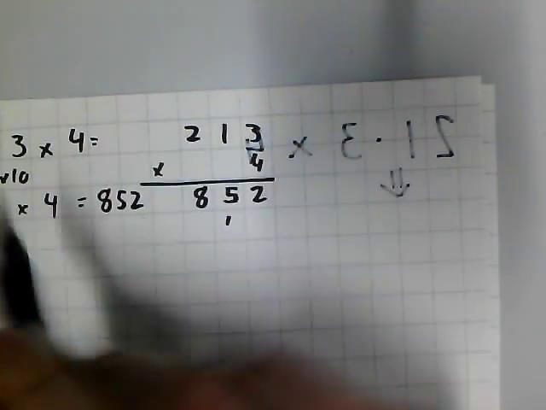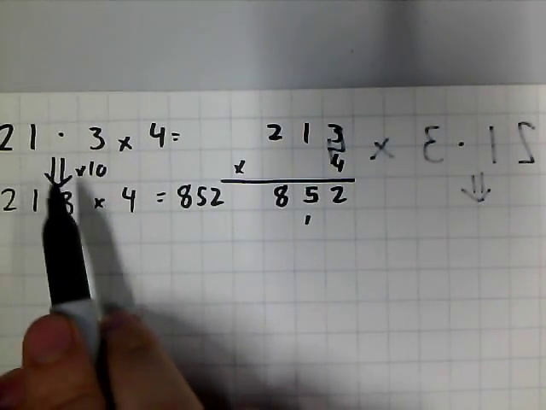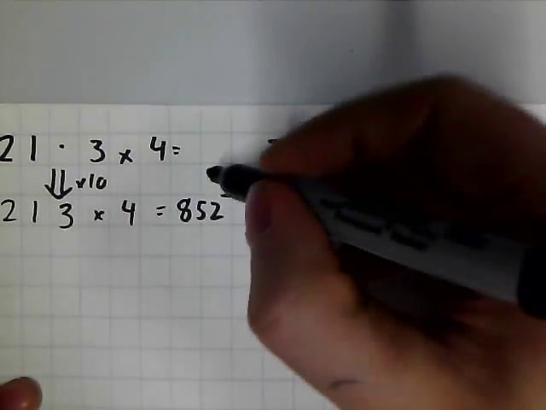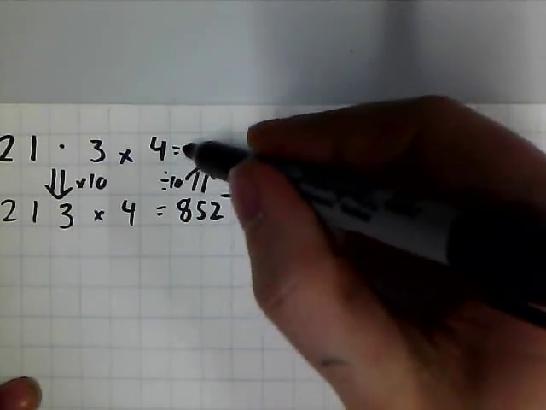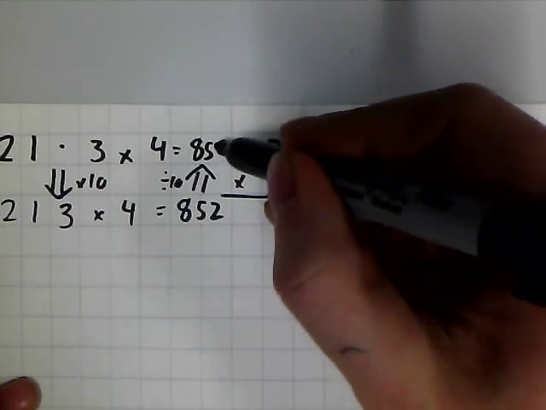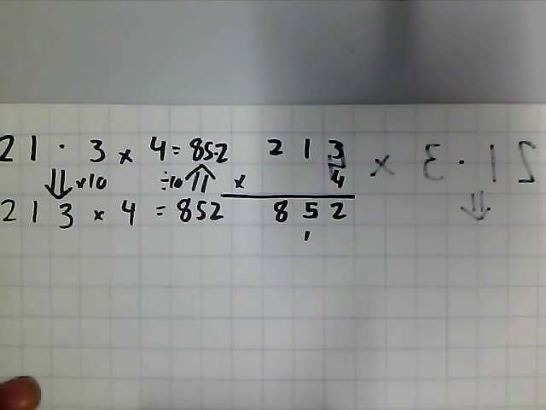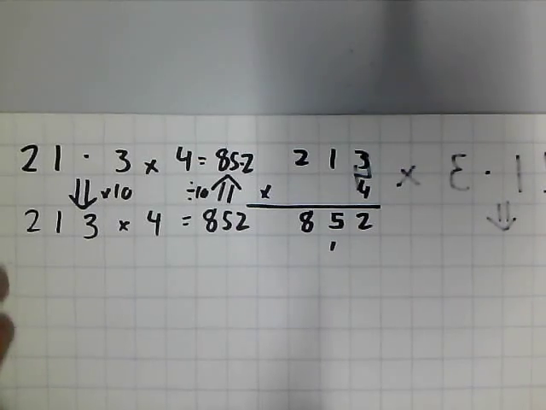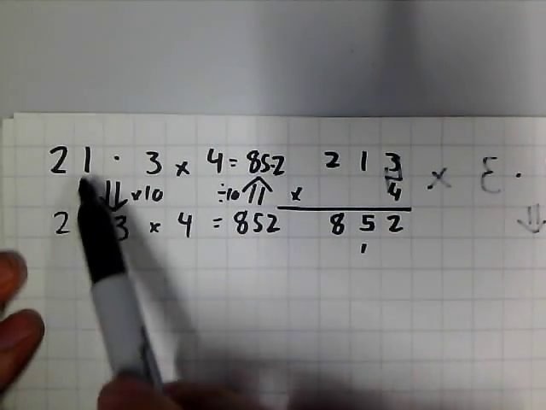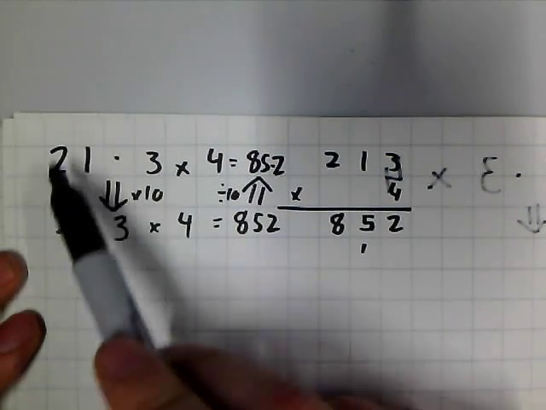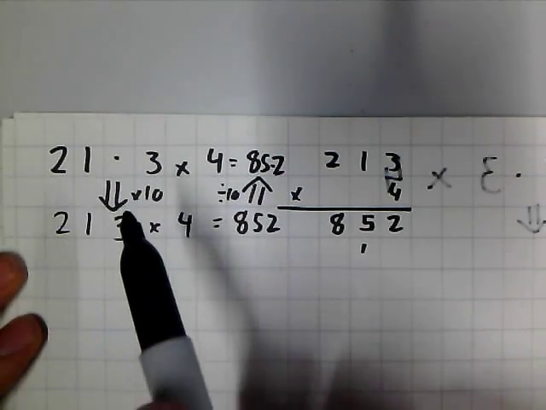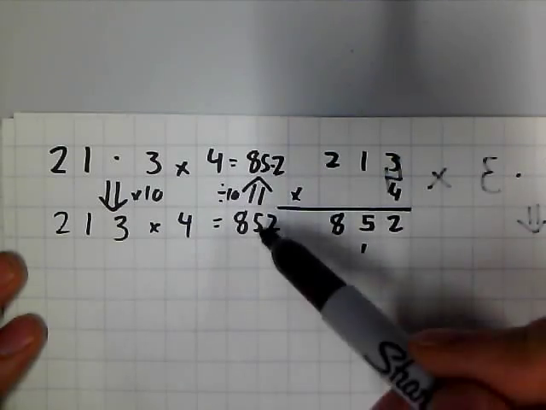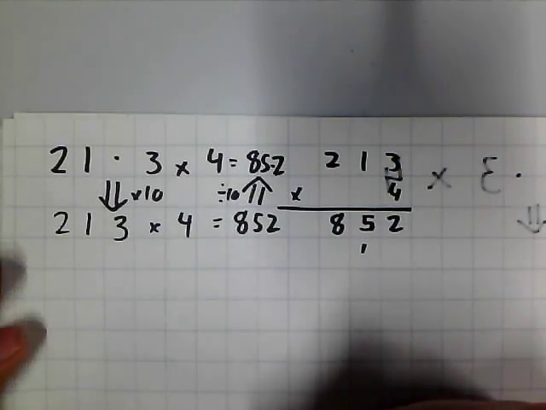Now, my question is 10 times too big, so my answer will be 10 times too big. So I'm going to divide by 10 to get the answer. Sorry, 85.2. Okay. Alternatively, you can use estimation. So 21.3 is roughly 20. 20 times 4 is roughly 80. So therefore it has to be 85.2, so it's near 80.